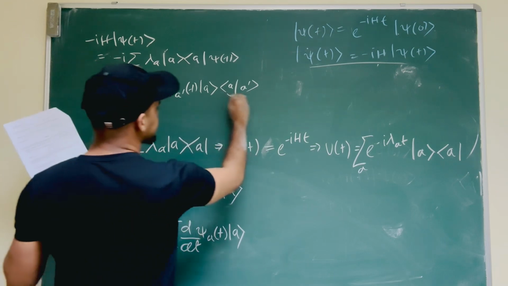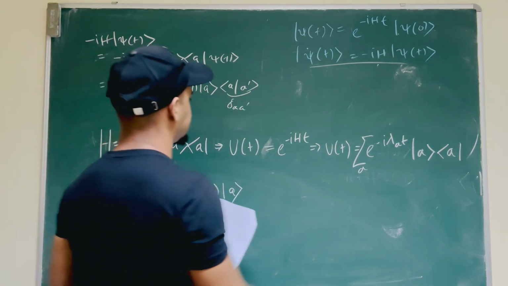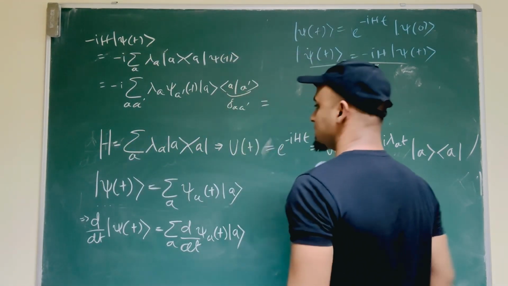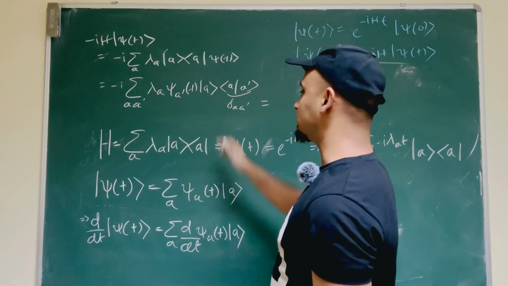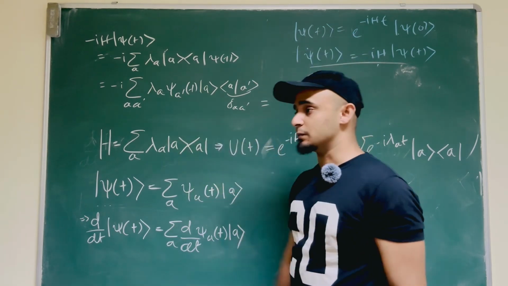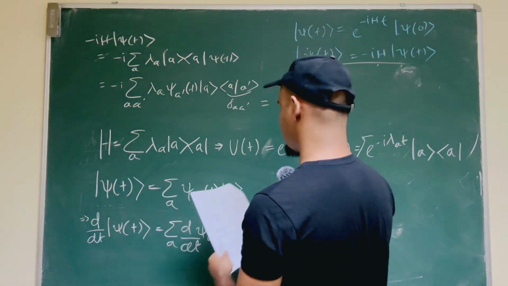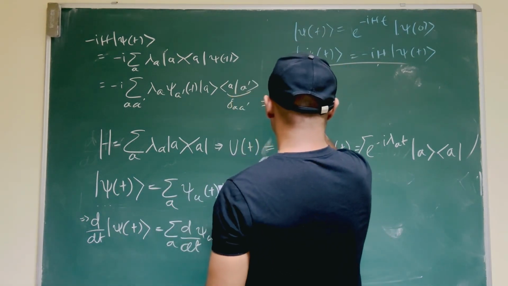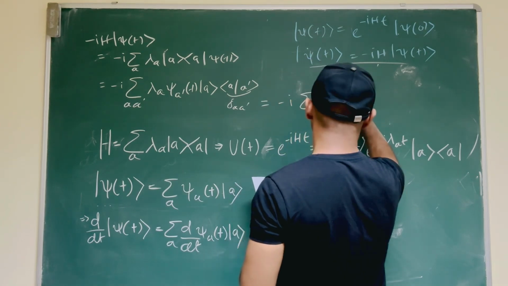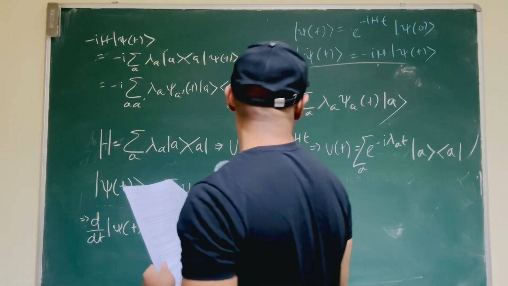So again we can see that this is our well-known delta function. What this means is A is going to be equal to A prime. The summation will select the terms where A is equal to A prime. So this will be minus i summation over A of lambda A psi A t |A>.